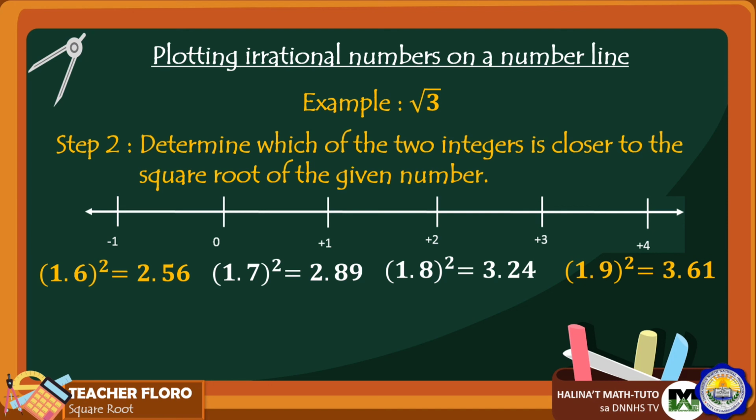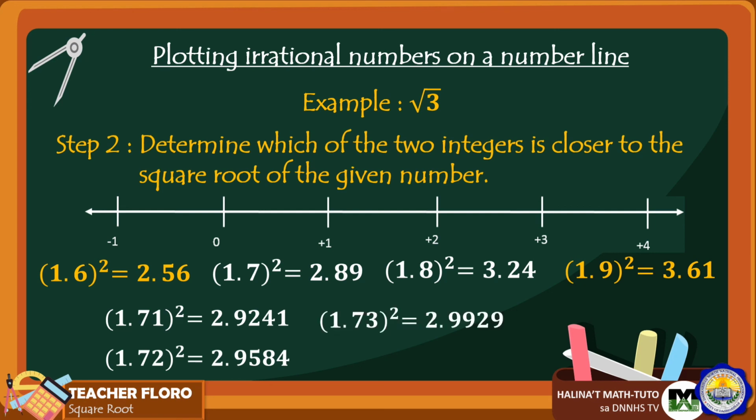It could be 1.71, 1.72, 1.73, and 1.74. 3 is closest to the square of 1.73.